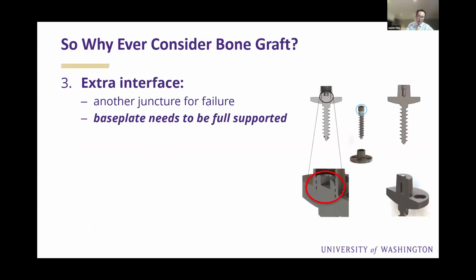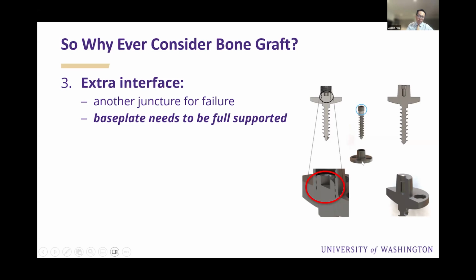And so the third reason is that there's just that extra interface in the two-piece design. There's another juncture for failure. And so really the base plate needs to be fully supported on the backside, because if it's not, you can get some base plate trying to toggle, and that force through the glenosphere to the base plate gets transferred to the central element, and that juncture, rather than in a one piece design, it directly goes down to the screw into good bone in a one piece design.